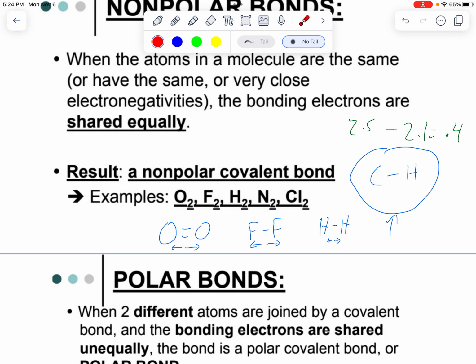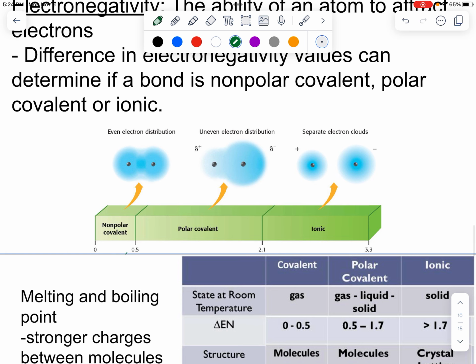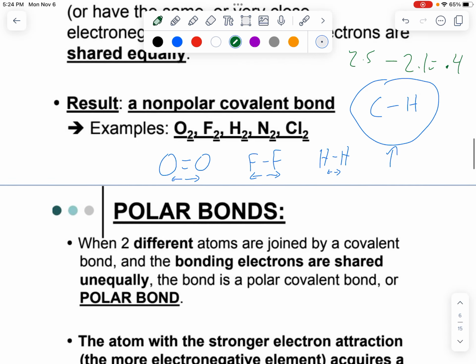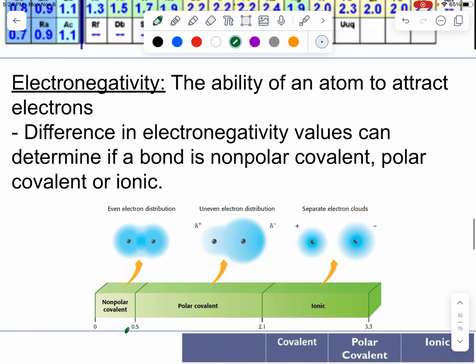So let's look at the chart again. Is 0.4 a big deal? 0.4 would be in here, right? So non-polar, right? That's what makes this a non-polar bond, okay? So we want to look at those electronegativity differences. All right, let's see.